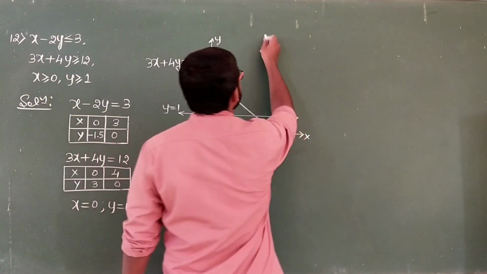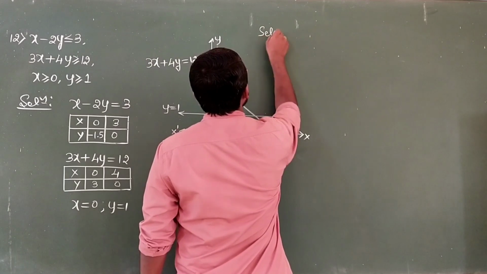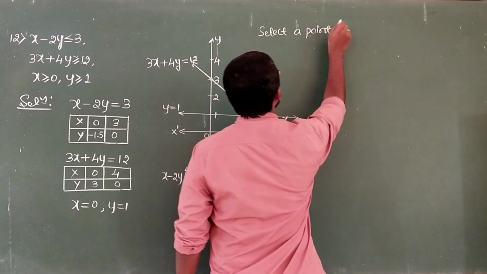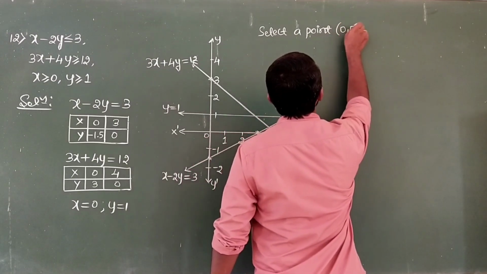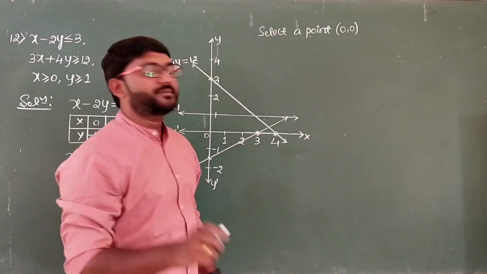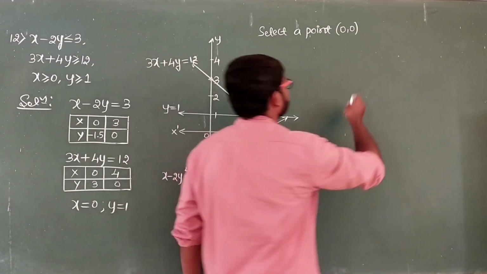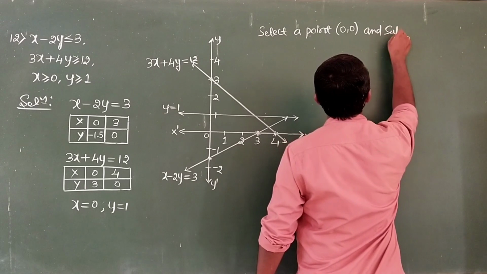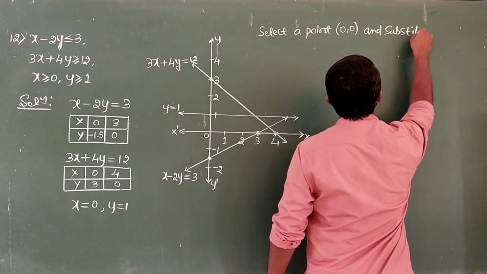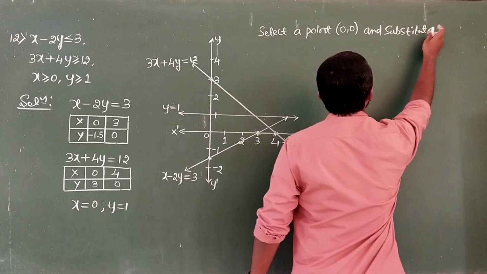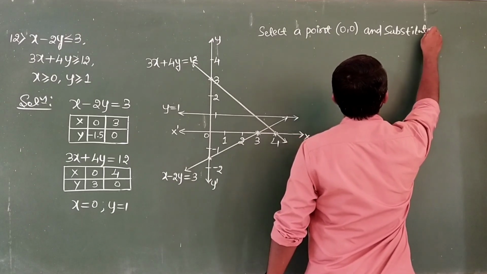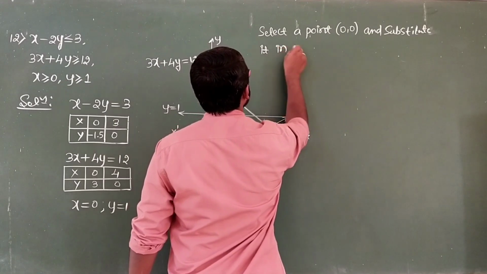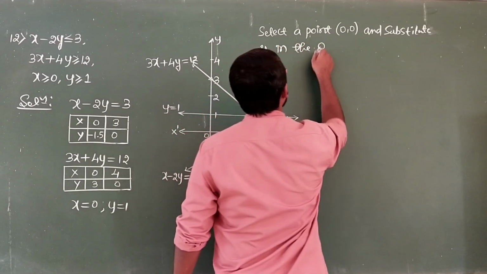Select a point 0 comma 0 and substitute it in the given inequalities.